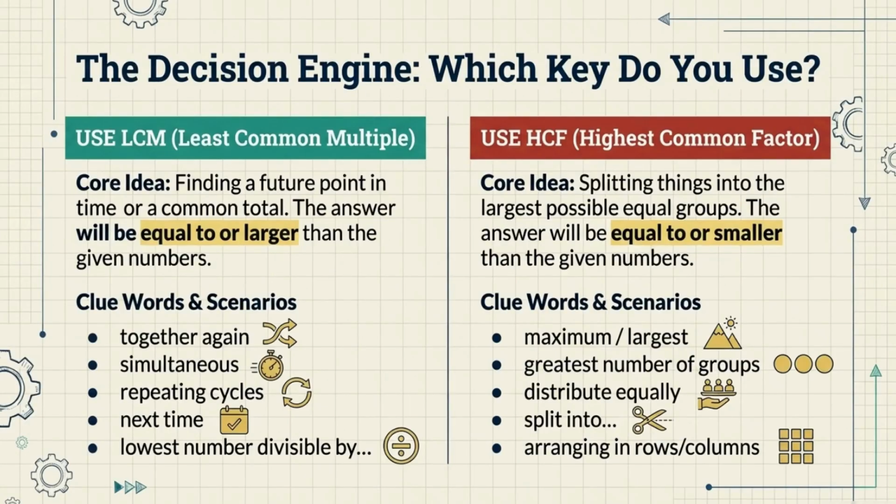This is the most important part of the whole video, the decision engine. How do you know which key to use in a word problem? You look for clues. Use LCM if you see together again, simultaneous, or next time. You are looking for a future common event. Use HCF if you see maximum, largest, distribute, or split. You are looking to break things down. Snapshot this screen. This is your map.